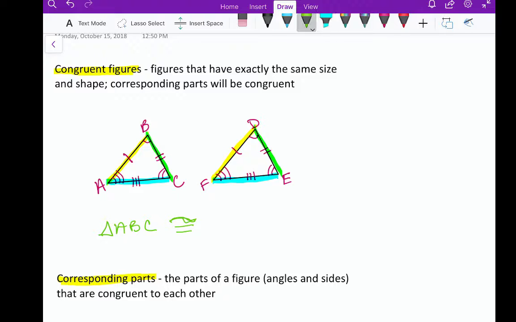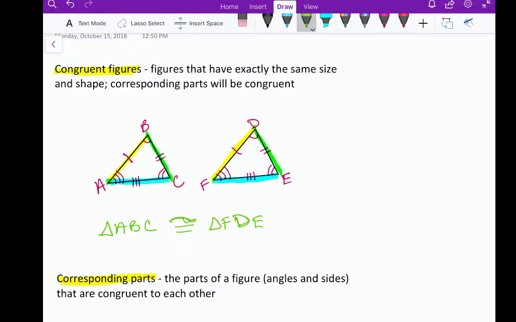So if I'm calling the first triangle ABC, then I need to make sure I go in order of the corresponding parts. So what point corresponds with A? Well, where does the yellow and the blue meet? They meet at F. So this would be triangle F, and then the next point is B, which would correspond to point D, and then E. If you do not write those points in that order, then that would be a non-true statement. So you've got to make sure that your points are lined up in the correct order.